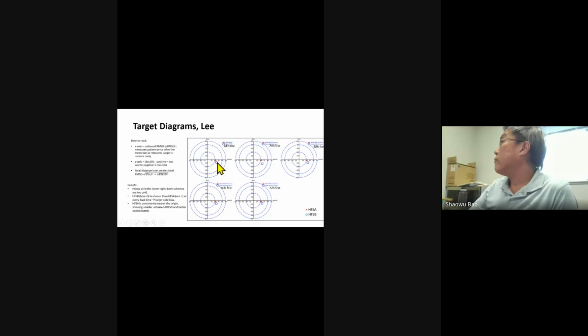For the unbiased RMSD, they are similar. So they have similar unbiased noise. And if you compare HAFS A and B, the red plus is HAFS A and the blue circle is HAFS B. Clearly you can see HAFS B has a larger cold bias. It's more negative, so it has a larger cold bias than HAFS A.